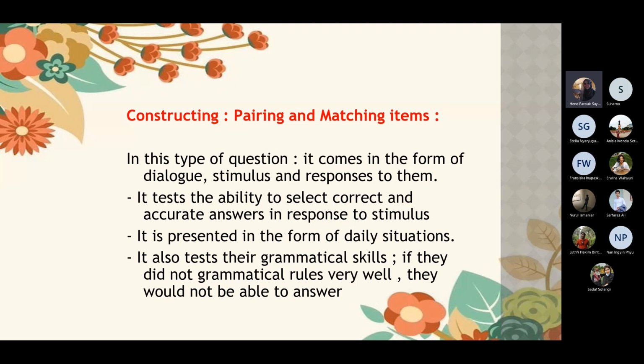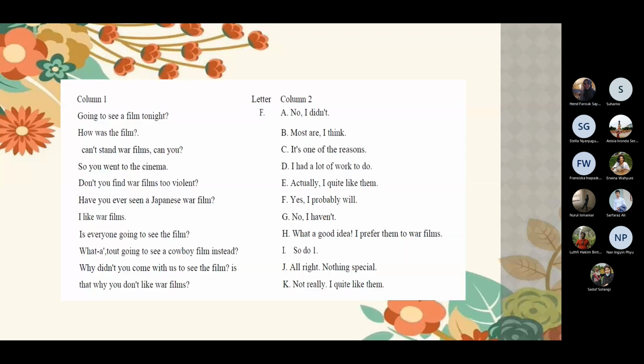It's presented in the form of a daily situation, so probably we have a contextualized conversation. It also tests the grammatical skills of the students. If they didn't follow grammatical rules very well, they wouldn't be able to answer. An example for that would be column 1 and column 2. They are supposed to match both of them. They are supposed to be grammatically matching with each other and according to the context as well.